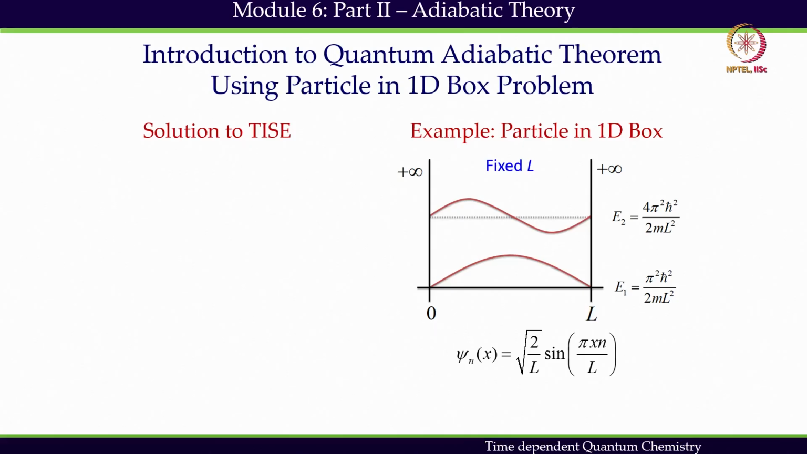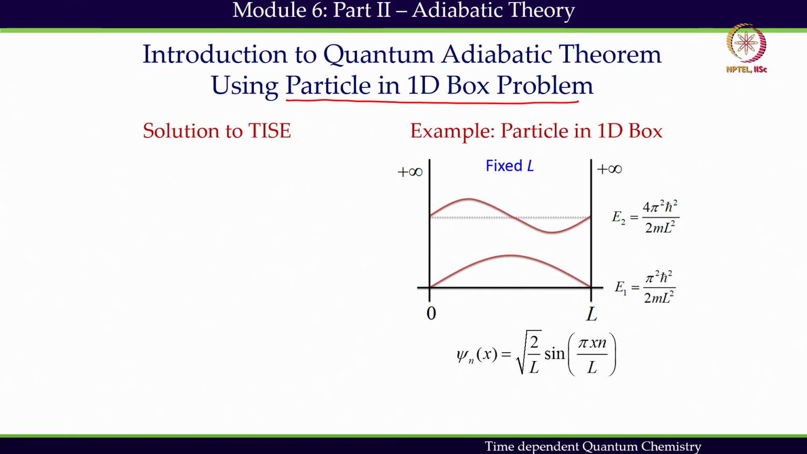Next, what we will be going over is called quantum adiabatic theory. To present this quantum adiabatic theory, we will make use of the particle in one dimensional box problem. If we present the quantum adiabatic theory along with this example of particle in a one dimensional box, it will help us understand the fundamental principle of this theory, adiabatic theory, very easily.